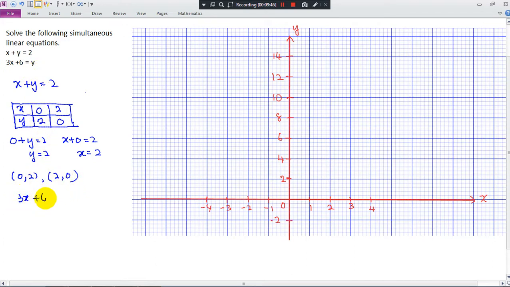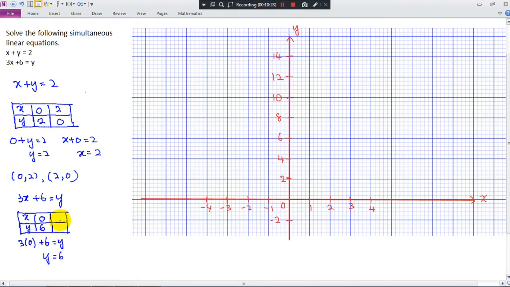3x plus 6 equal to y. Draw a table, x and y. Okay, so you can choose any value for x to calculate the value of y, or any value of y to calculate the value of x. As long as the value makes it easy, it will be easier for you to plot the point. Okay, I just use 0. When x is equal to 0, 3 times 0 plus 6 is equal to y, and we know y is equal to 6, right?